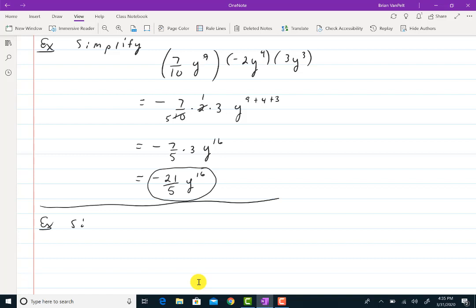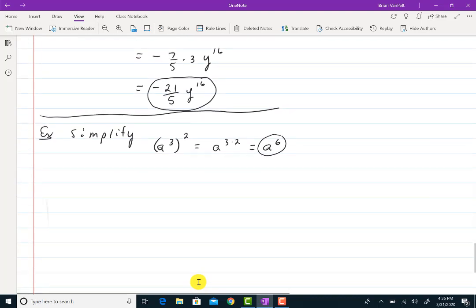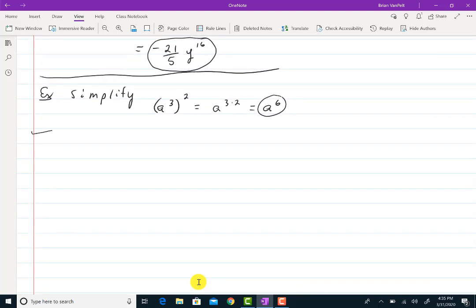Here's a quick one. Simplify. Here we have a raised to the 3rd power and then raised to the 2nd power. So this is like the power of a power rule. I'll have a to the 3 times 2 will be a to the 6th power. So you can see there's really only 4 rules that we specify here, but it seems like a lot more than that, especially with all these different problems.